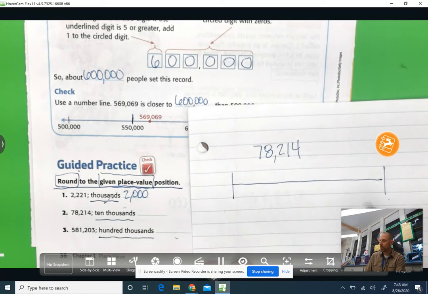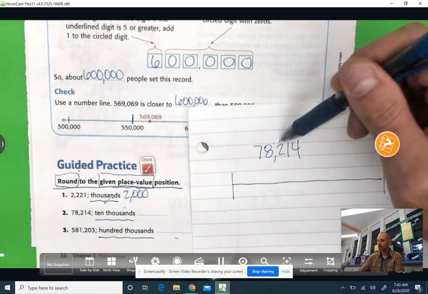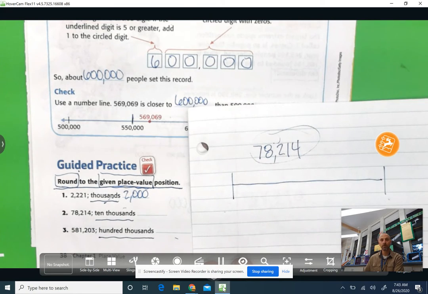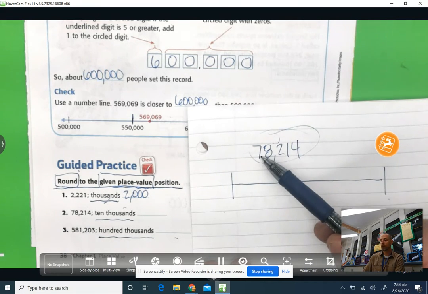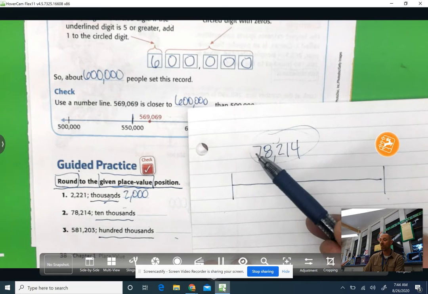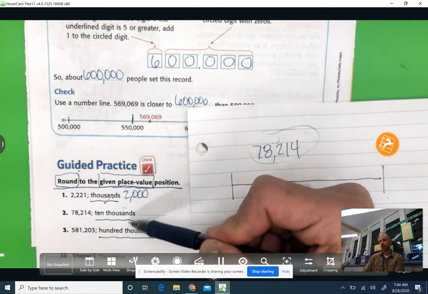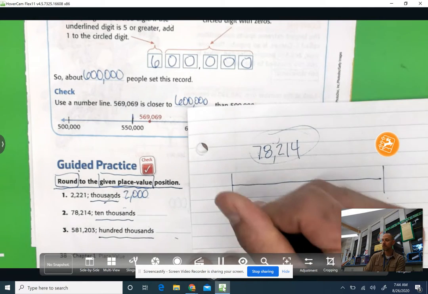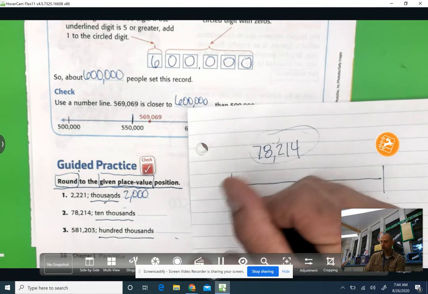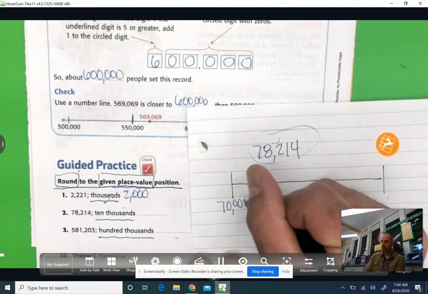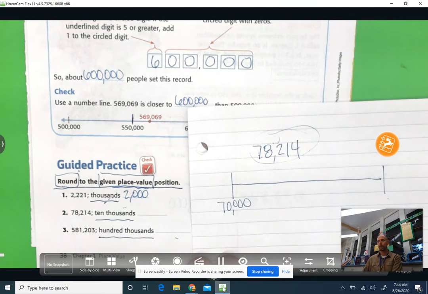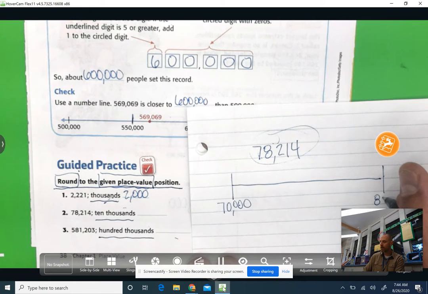What two 10,000s are surrounding 78,214? Remember, the first one on the left-hand side is always the value of the digit that you're rounding to. The 10,000s. The digit in the 10,000s is the 7. Its value is 70,000. Then, after 70,000, because numbers are getting greater when you're moving along a number line to the right, is 80,000.